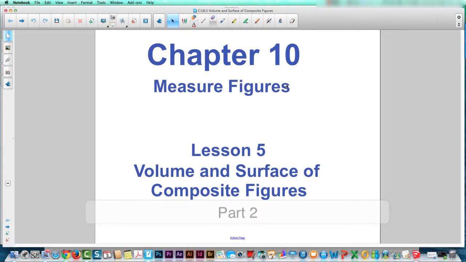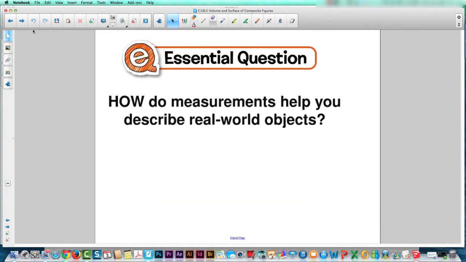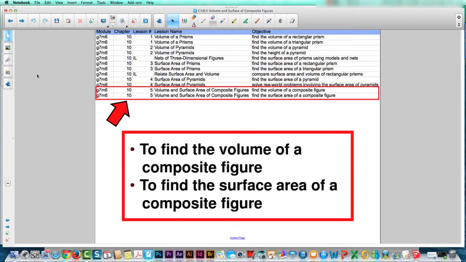Chapter 10, Measure Figures, Lesson 5, Volume and Surface Area of Composite Figures. The essential question for the chapter: how do measurements help you to describe real-world objects? We're on the last lesson of the chapter, Lesson 5, and we have two objectives: to find the volume of a composite figure and to find the surface area of a composite figure.